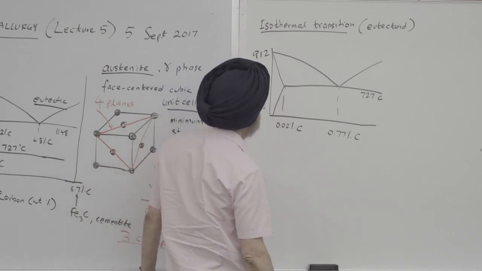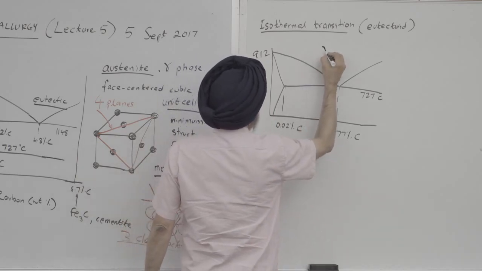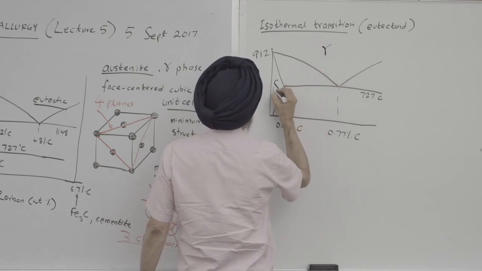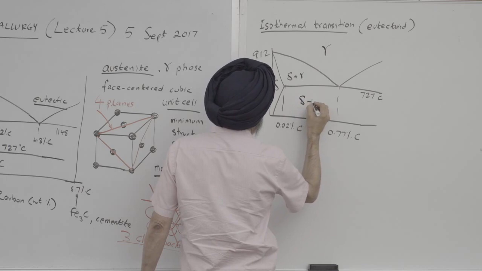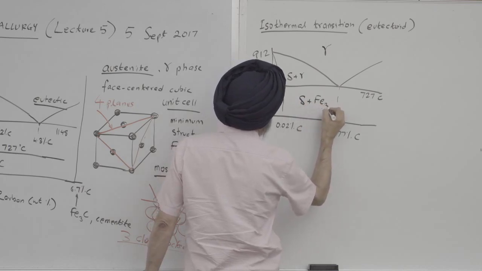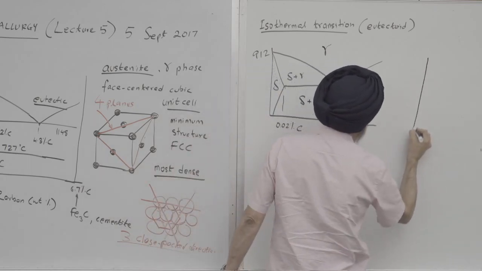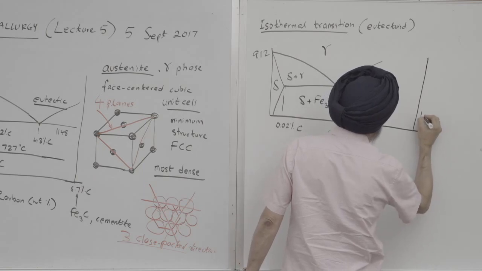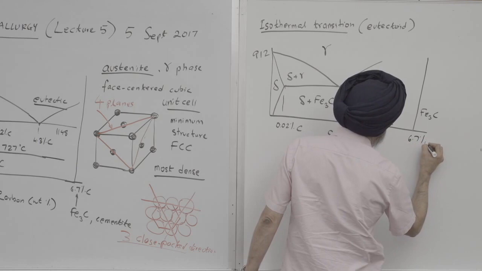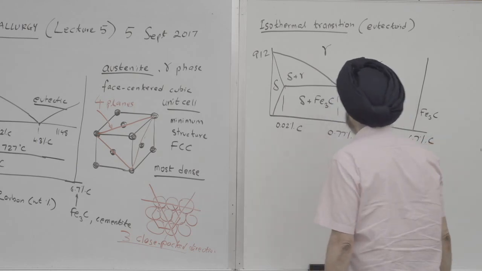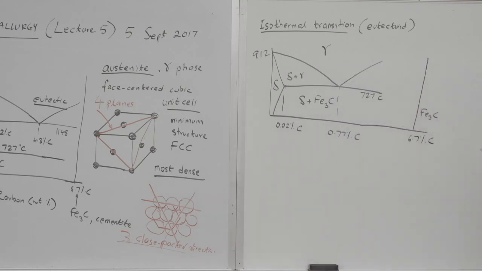Let's see, what else is there? Okay, so this is austenite. This is delta plus austenite, plus delta plus Fe3C. And the Fe3C is here. This is Fe3C at 6.7% carbon. So this is our phase diagram.